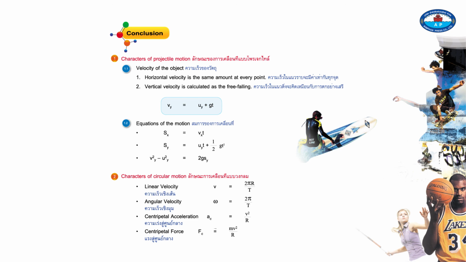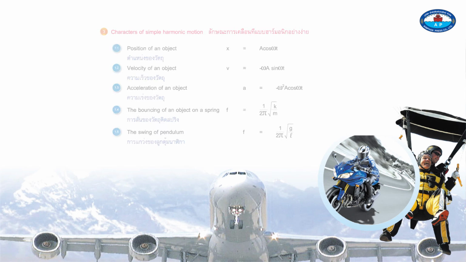2. Characters of circular motion. Linear velocity, angular velocity, centripetal acceleration, centripetal force.